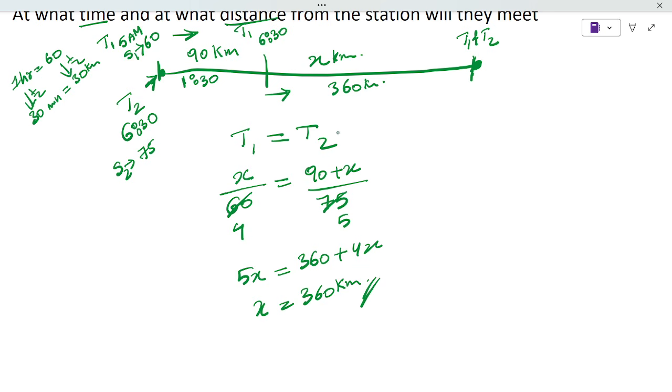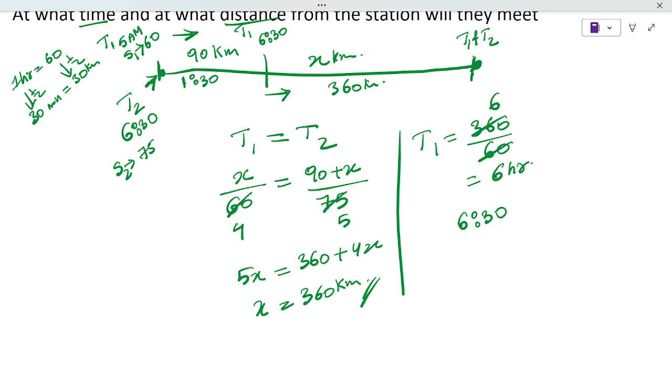So we can find it from either train 1 or train 2, anyone. Let's find the time from train 1. For train 1, the distance is 360, traveling at a speed of 60 km per hour, 6 times 60 is 360, that means 6 hours. But again, the exact time is not given, so if we assume 6:30 a.m., then adding 6 hours will give us 12:30 p.m.